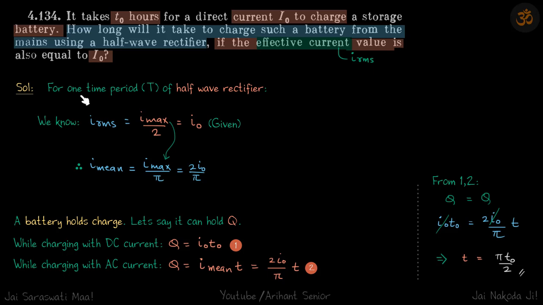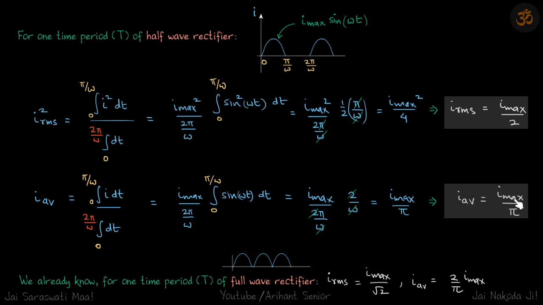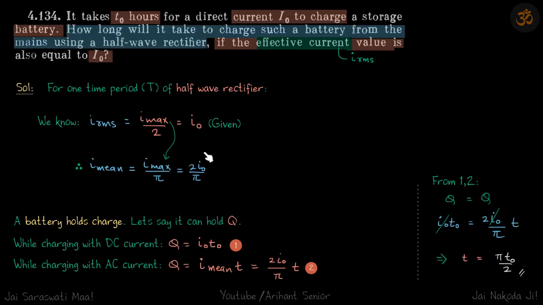So let's start. For one time period of half wave rectifier, we already proved before that IRMS is I max by 2. And they have given that this IRMS is I0. So basically we got the value of I max, that is 2 I0. We also saw that I average is I max by pi. So let's put the value of I max, that is 2 I0. So I average is 2 I0 by pi. This is the average current that's been passed in a half wave rectifier.